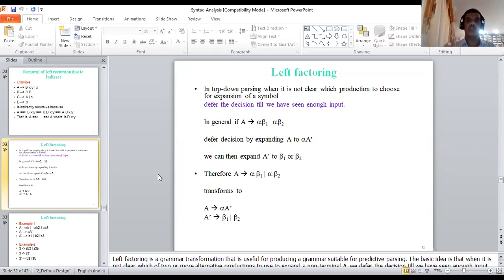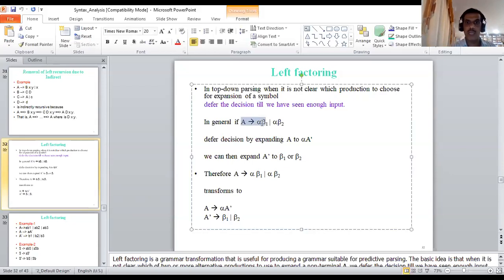So such a thing is called left factoring. See, for example, in general, if the production is of type A tends to alpha beta 1, alpha beta 2, where, assume that my alpha is an input symbol A, in that case I'll be in confusion whether to choose alpha beta 1 or alpha beta 2. Such a thing is called left factoring. Now, how to overcome this? The decision of choosing alpha beta 1 or alpha beta 2 is nothing but something we postpone. How will you postpone that?